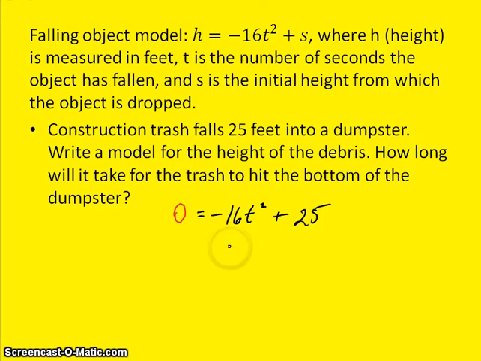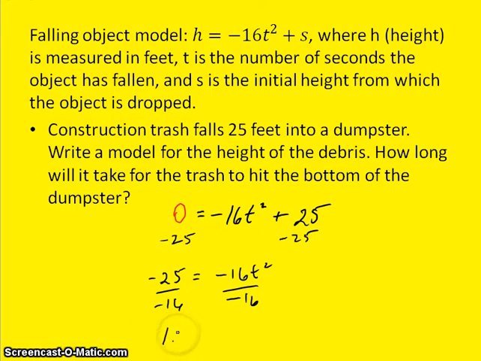So we now have our quadratic equation. I could subtract 25 from both sides. Right. So I'm solving for time. And I want to know how long before it hits the ground. So divide by negative 16. Negative 25 divided by negative 16 is 1.56. Take the square root of both sides.